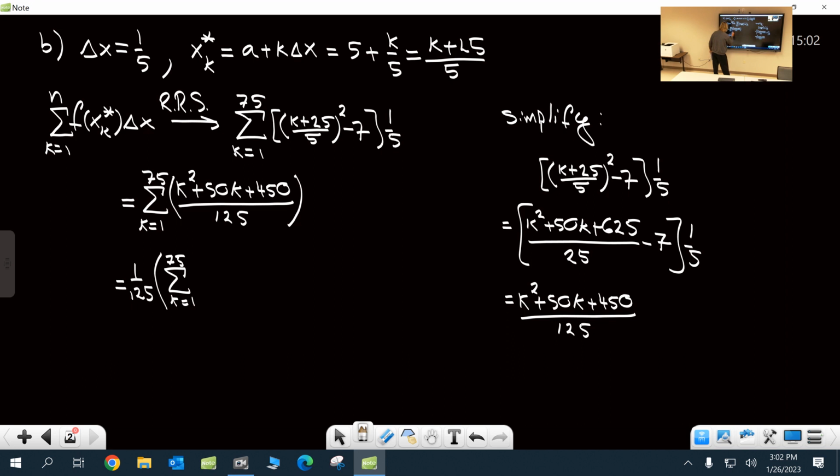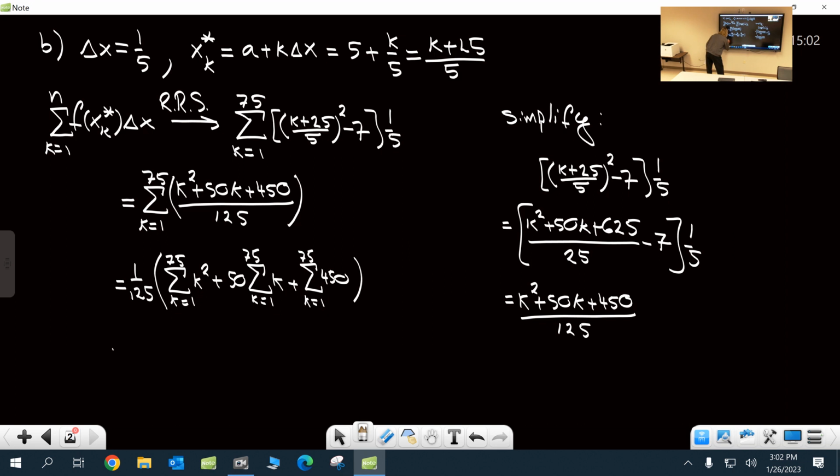The sum from k equal to 1 to 75 of k squared, plus 50 this time, the sum from k equal to 1 to 75 of the k's. So the first 75 integers you basically add up here. And you add 450, 75 times in a row by itself.